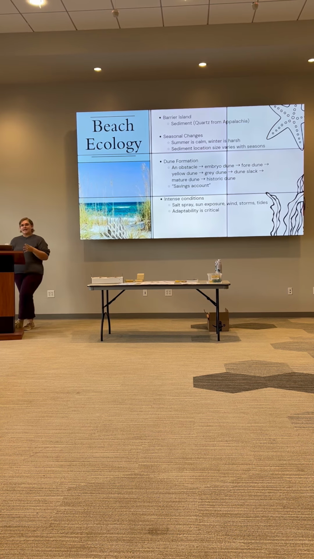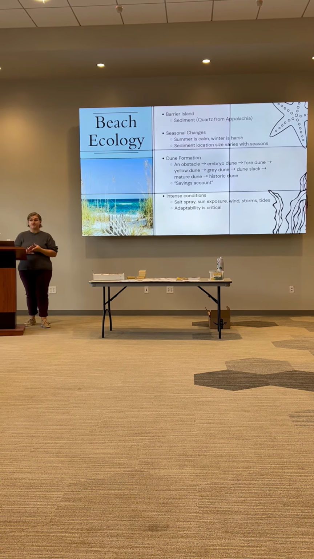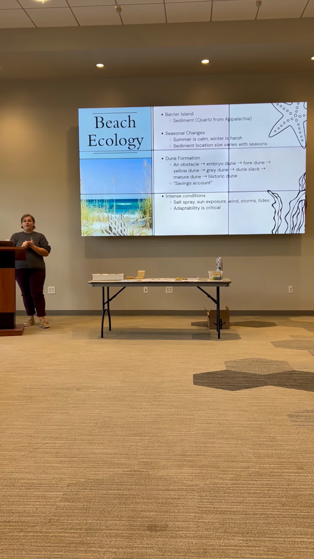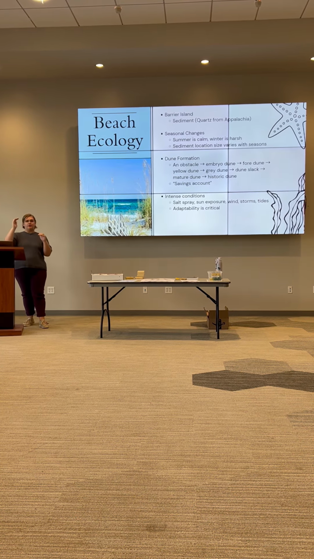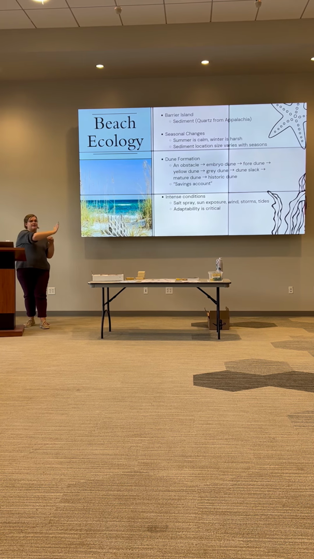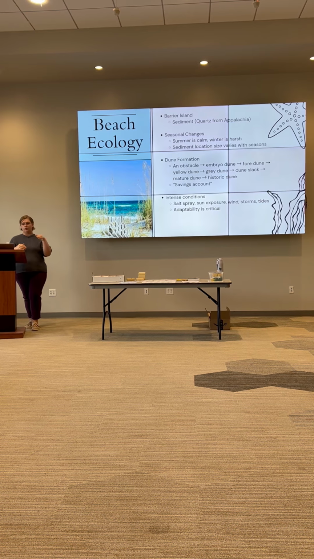And eventually as sand gets added, you will go through the stages and you'll see a yellow dune, eventually a gray dune. And at that point, you'll start to see kind of like ridges and lumps. So it'll go like this. The sand is actually forming those dunes, and then the dune slacks. Those are the low points.